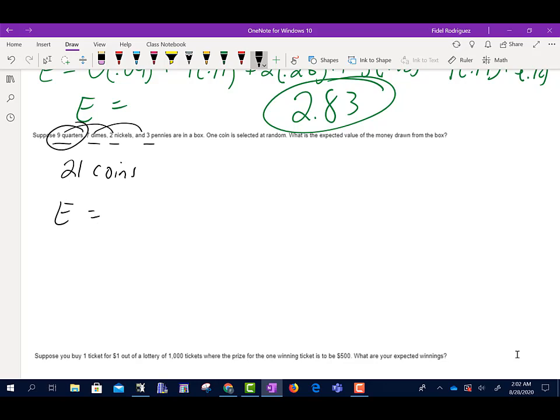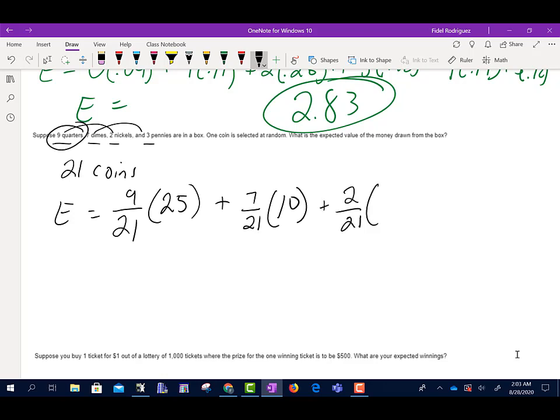All right, so out of the 21 coins, 9 of them happen to be quarters, and quarters are worth 25 cents, right? Out of the 21 coins, there are 7 dimes, so 7 out of 21, and dimes are worth 10 cents. There are 2 nickels, 2 out of 21. Nickels are worth 5 cents. And then there are 3 pennies, 3 out of 21, and pennies are worth 1 cent.